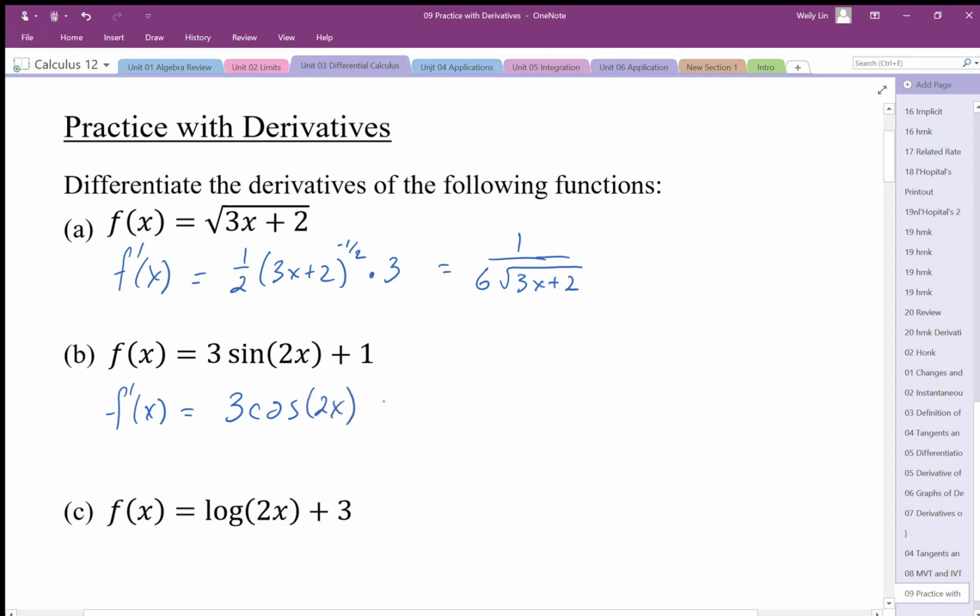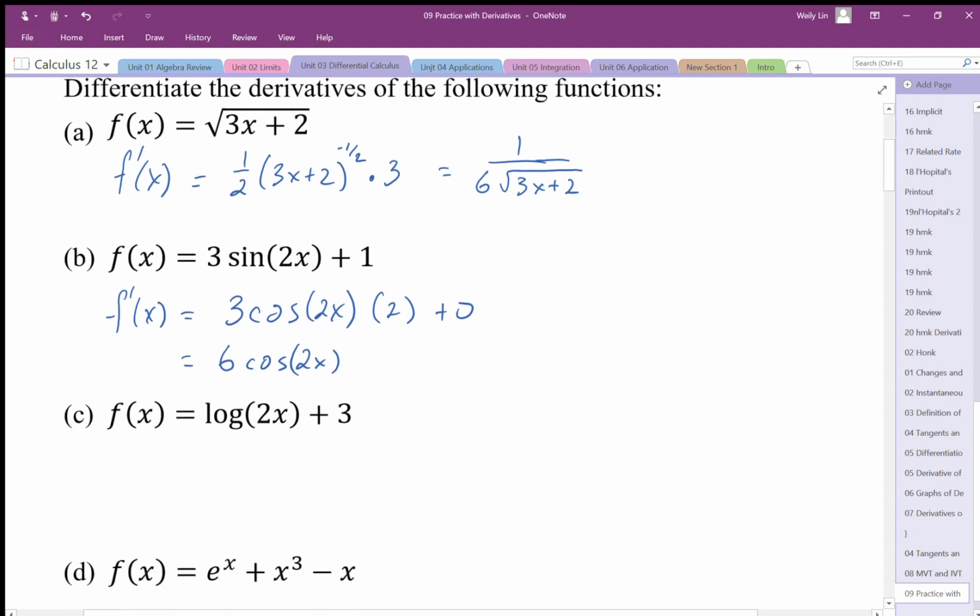The derivative of a constant is 0, so I'll put plus 0 for now, although we don't really need to. And we need to make sure that we apply the times 2 because that's a horizontal compression of 2. So I'm just going to write the times 2 at the end here, plus 0. And so this becomes 6 cosine 2x. Okay, so there's our derivative function.